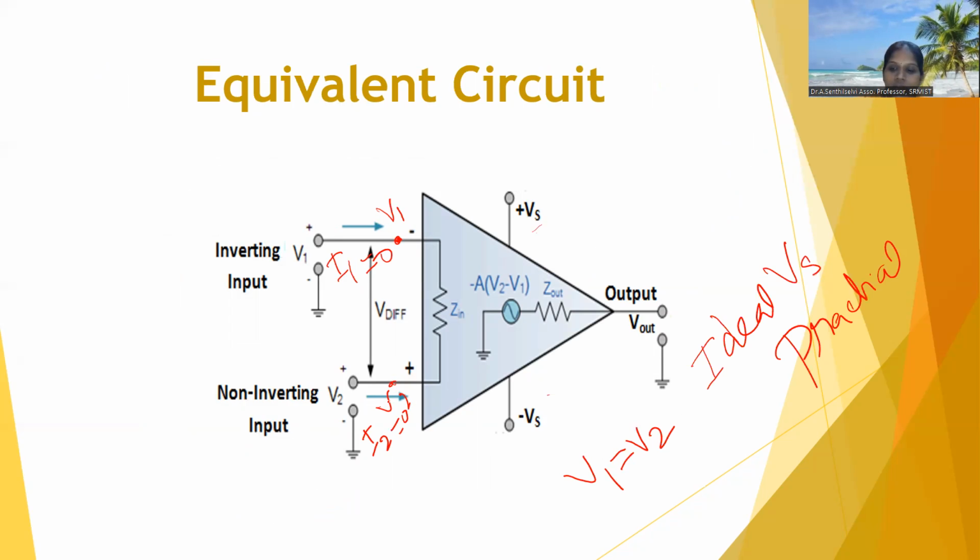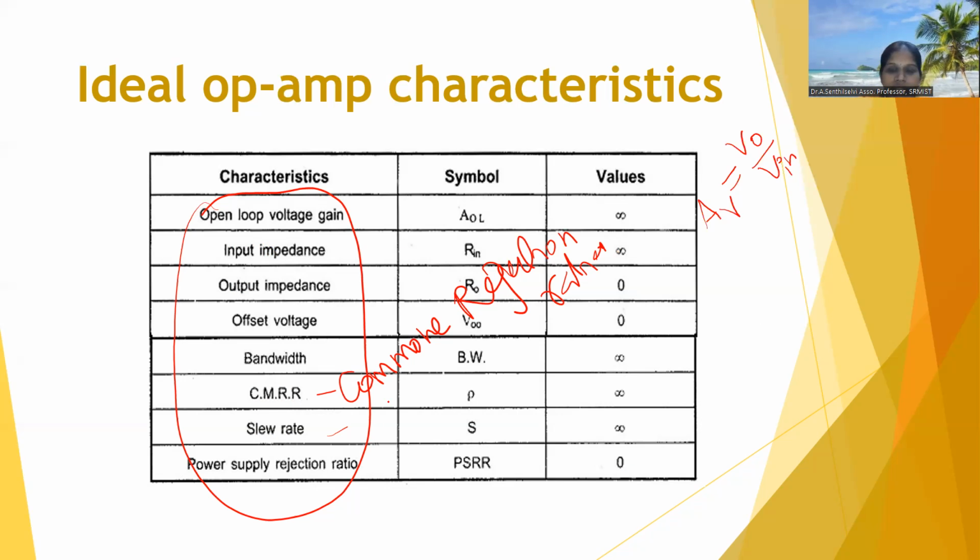Okay, so coming to the input impedance. We know Ohm's law, V equal to IR, so R equal to V by I. So the input impedance R in equal to V in by I in. We know that the input current equal to 0, so anything by 0 equals infinity. That's why this is infinite.